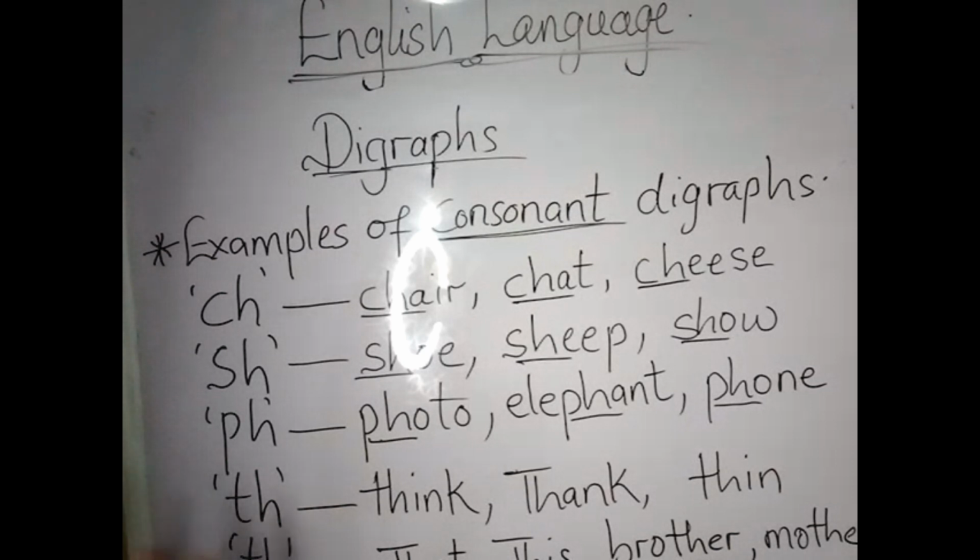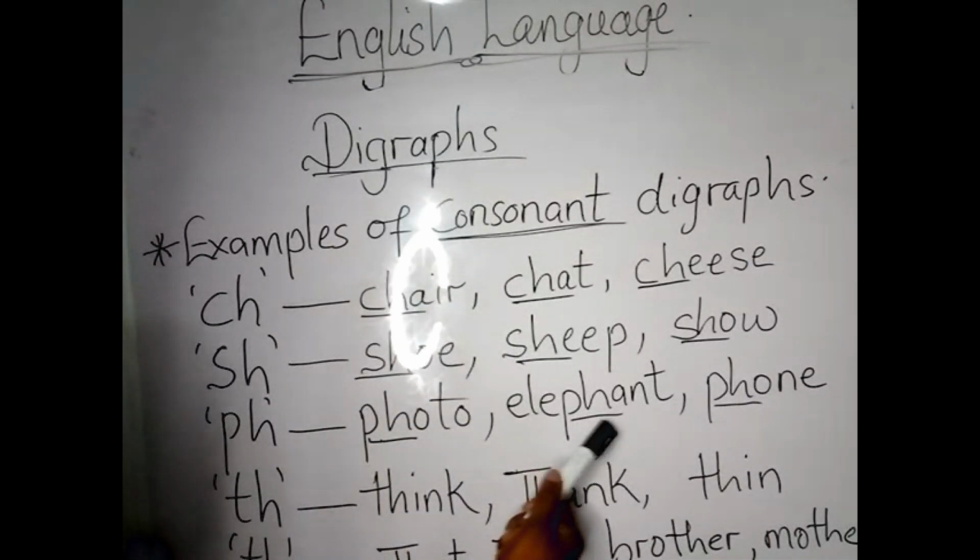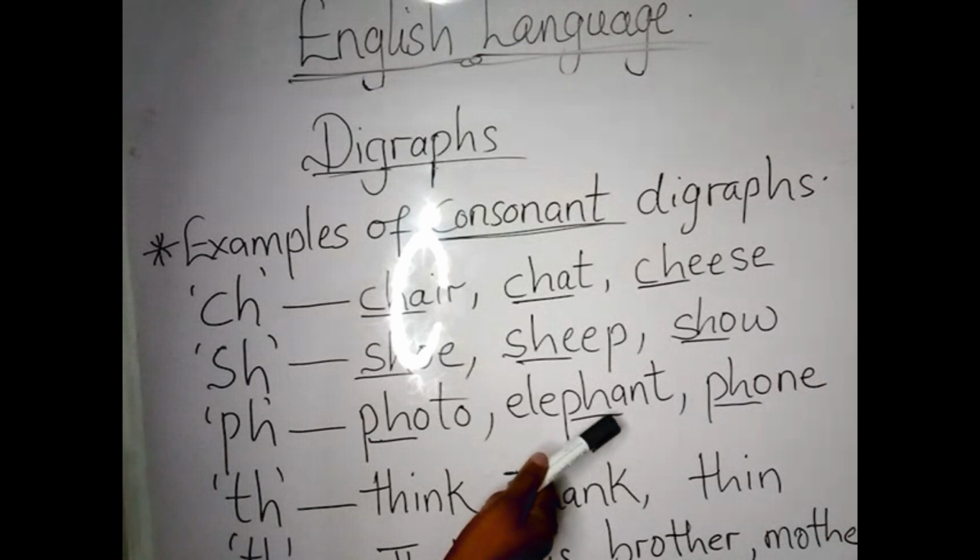They are not only restricted to the beginning of words. In fact, in vowel digraphs, you hardly find them at the beginning of words. Most times they occur in the middle or at the end. Although most of the examples we have here are at the beginning, it's because we're considering short words. That's why you see most of them occurring at the beginning. But in the case of elephant here, which is one of our examples, you find that the consonant digraph is occurring in the middle of the word.